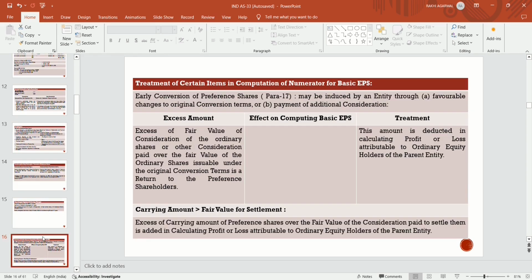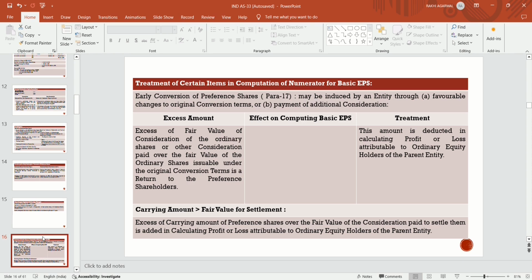Now, treatment of certain items in computation of basic numerator. Early conversion of preference shares may be induced by an entity through favorable changes to the original conversion terms or payment of additional consideration. As we discussed the example of SDFC, in case of early prepayment of a loan amount, a certain penalty is levied by the bank on the person who has taken the loan. Similarly, early conversion of preference shares may be induced by an entity.